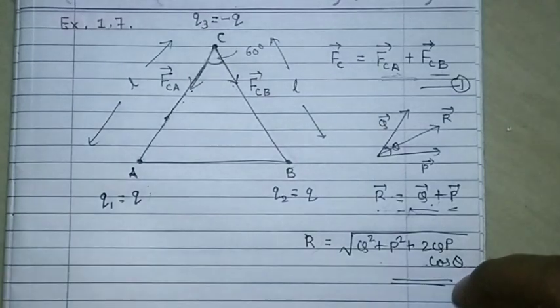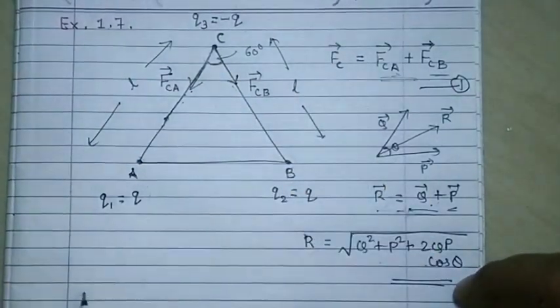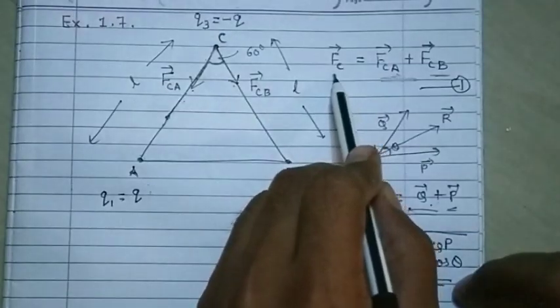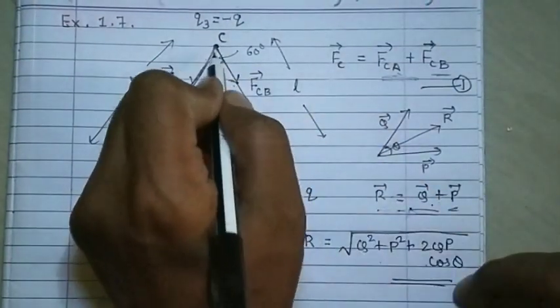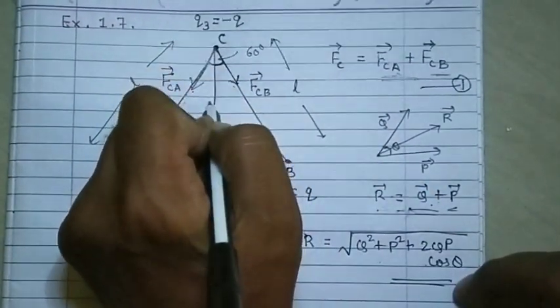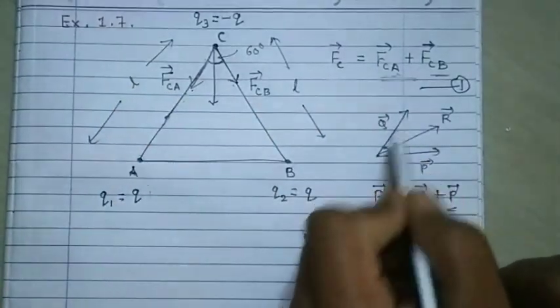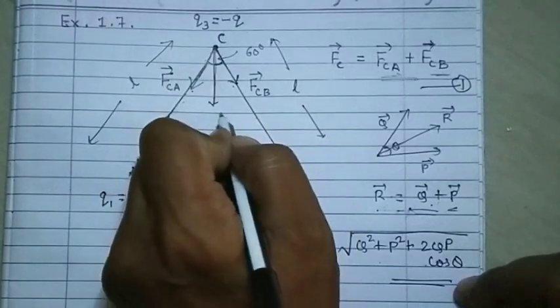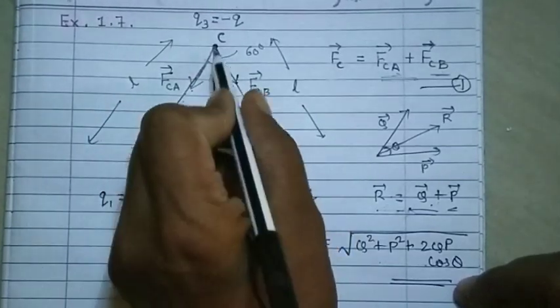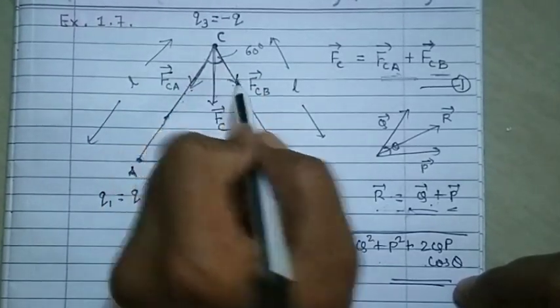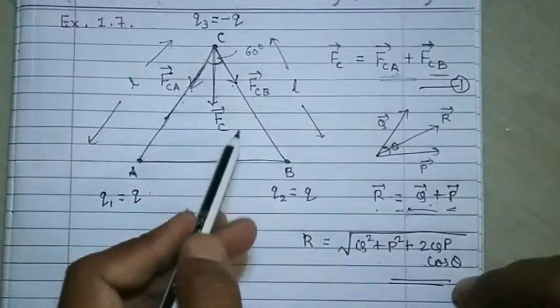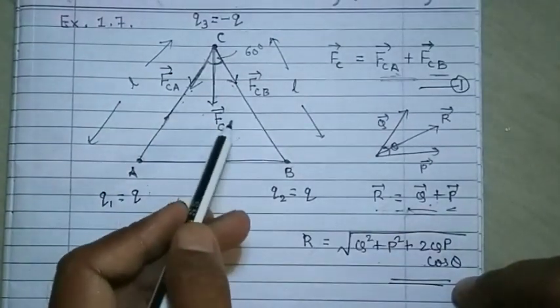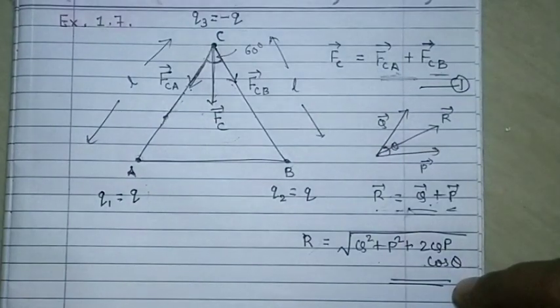Now if I want to find the magnitude of the force on this point C, that is Fc, which will definitely be here, as this resultant vector is between these two. Similarly, this is the resultant force on C, which is in this direction, between this force and this force. So we are going to find the magnitude of this force which is asked.